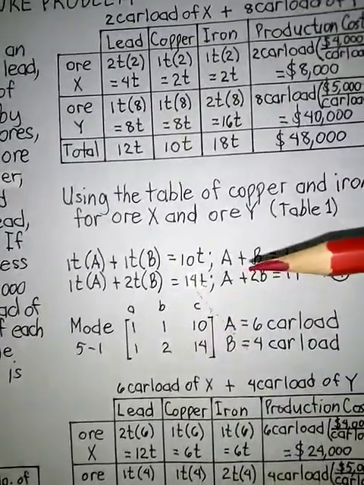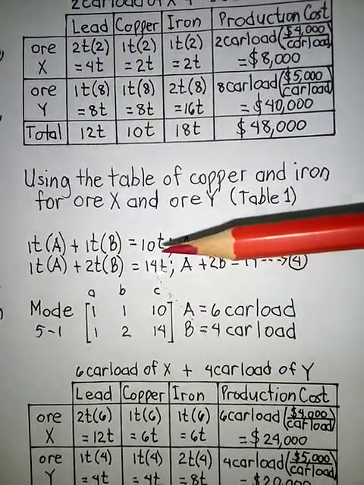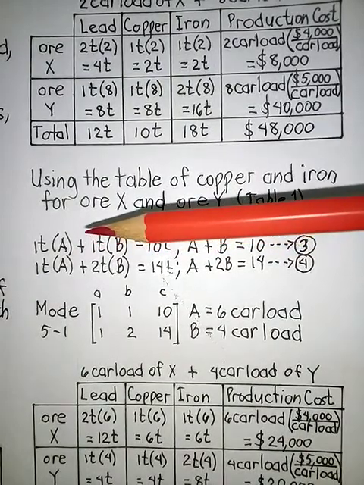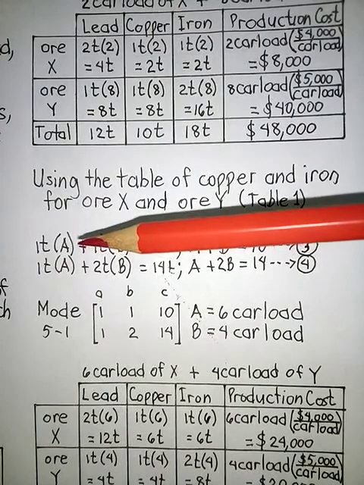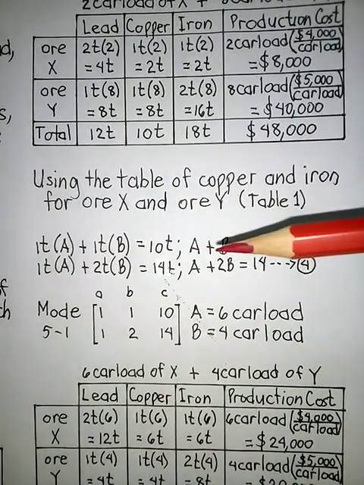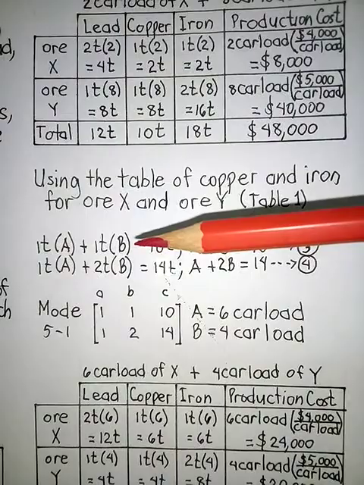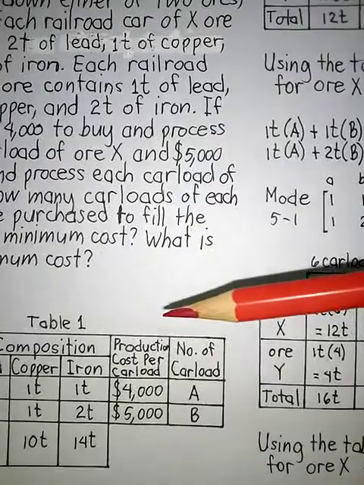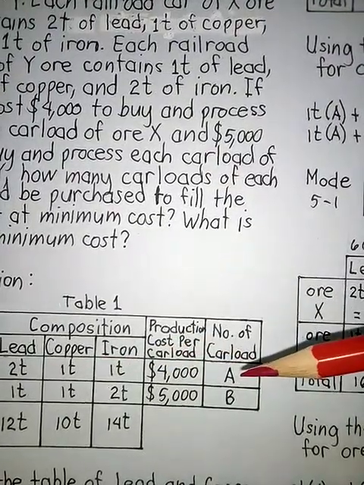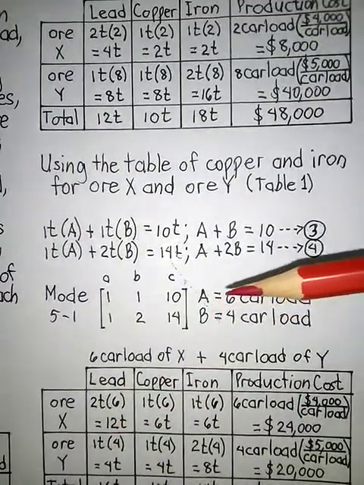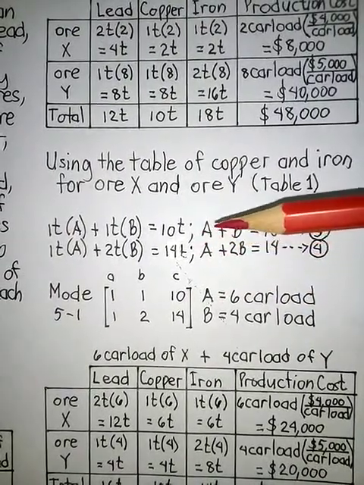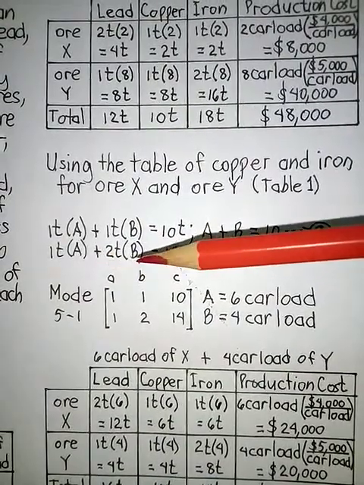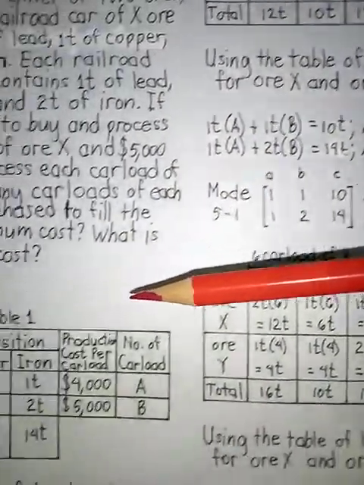Okay. So using that, in copper, for ore X, we have 1T of copper multiplied by A, and then 1T of iron multiplied by B here. Copper and iron, A. And next, 1T multiplied by A, and then 2T multiplied by B here.